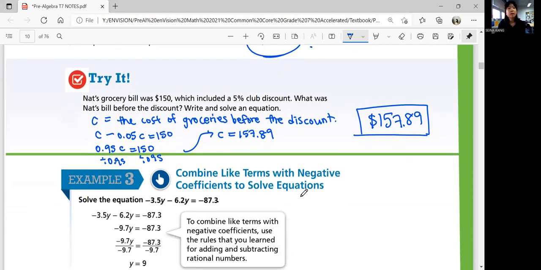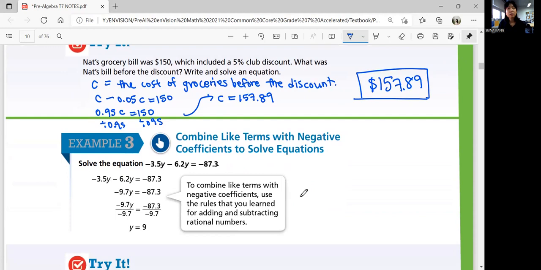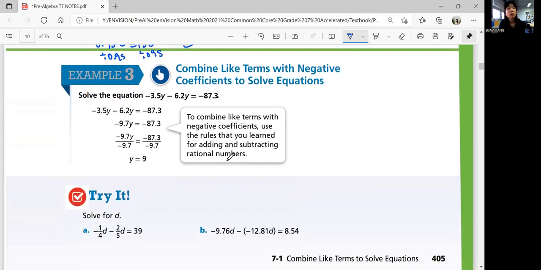Okay, let's look at example 3. Combine like terms with negative coefficients to solve equations. What if we have negative coefficients? Let's solve this equation. We have a like term, right? The y terms. So you can combine them. Negative 3.5 minus 6.2 is a greater negative, so negative 9.7y. And that's equal to negative 87.3.